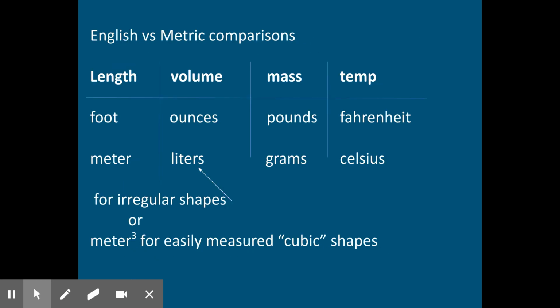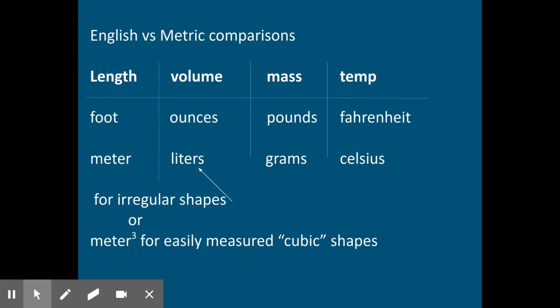So when we look at the English versus the metric, we take a look at the different types of measurements we can have. We can have length, volume, mass, and then of course temperature. In length, the English is our foot, and our metric is our meters. In volume, we have ounces, which is what we're sort of used to. You know, we got an 8-ounce bottle of something. But then we also have liters in the metric system.